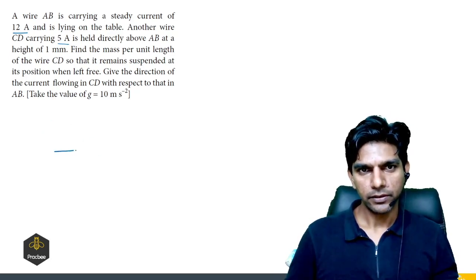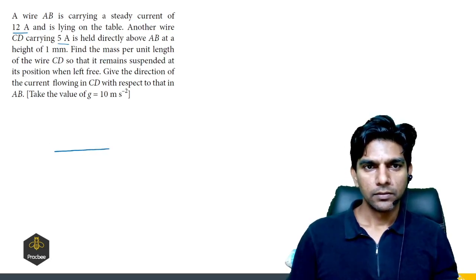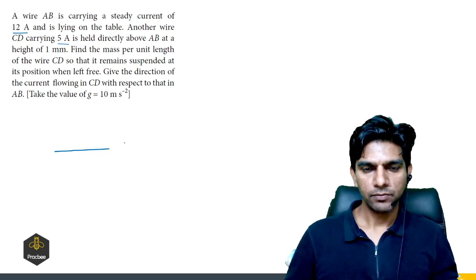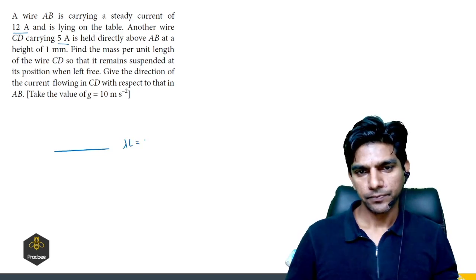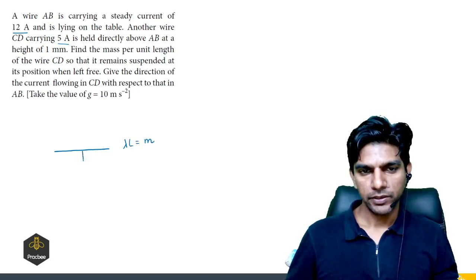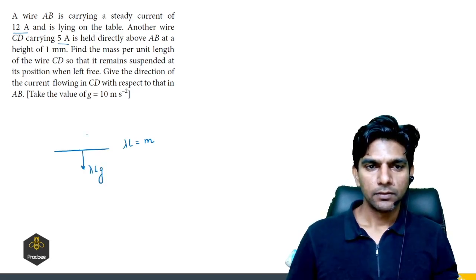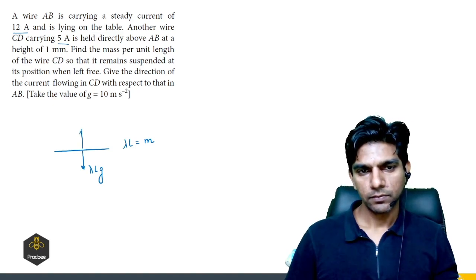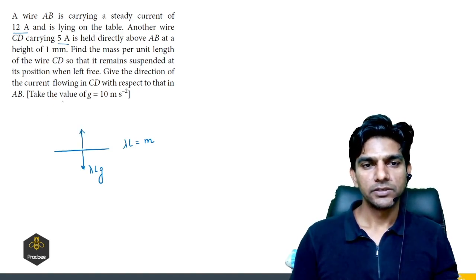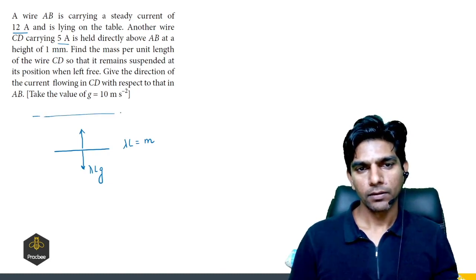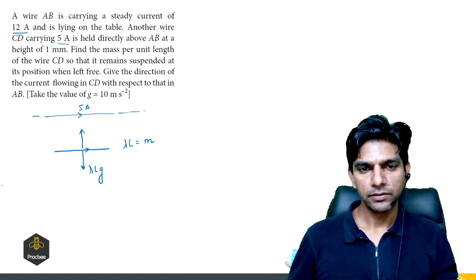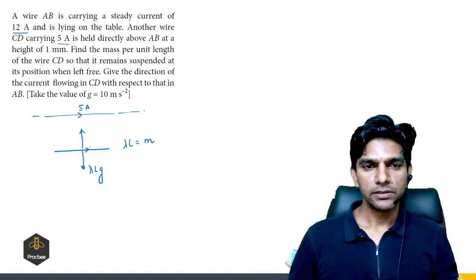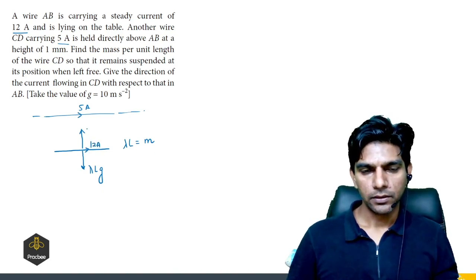So we have given a wire, and let us say it has a mass per unit length lambda. So its mass will be lambda times L. So it is experiencing a weight lambda times L times G, and there will be a magnetic force due to the other wire CD, which is having a current 5 ampere. Let us say here the current is in the right direction, it is also having the current in the right direction, and this current is 12 ampere and this is 5 ampere. Let us say this force is F.